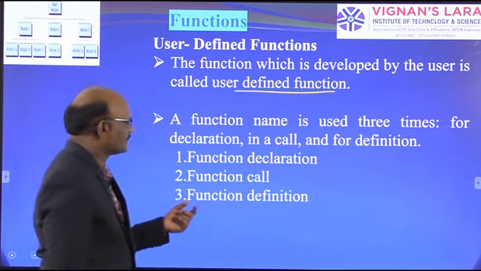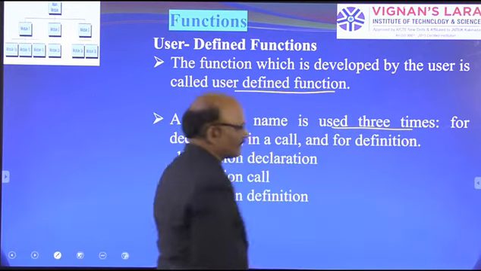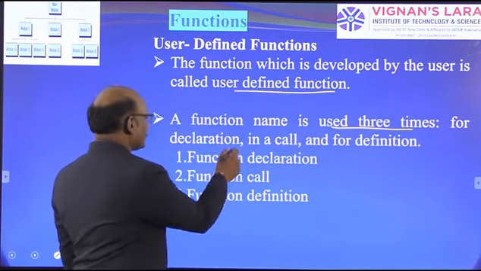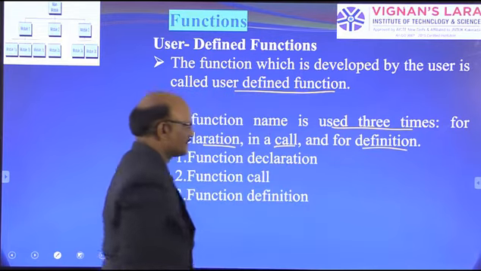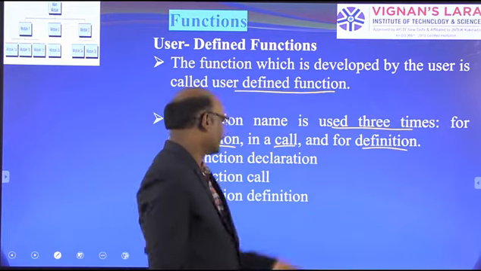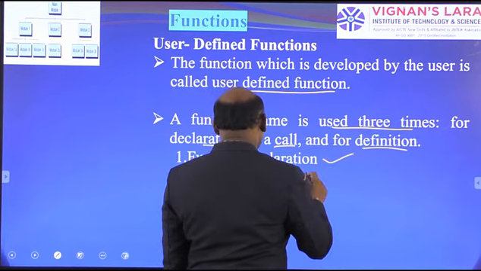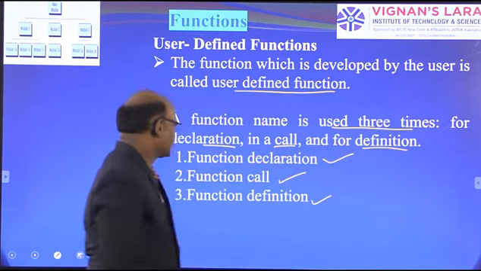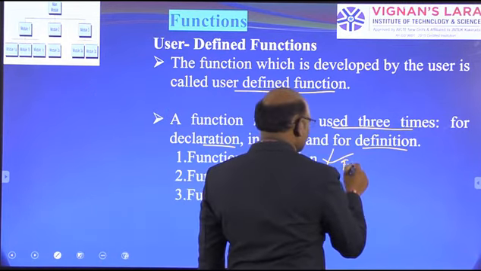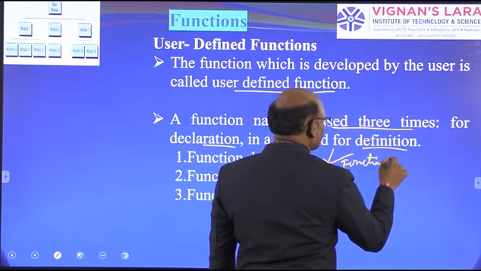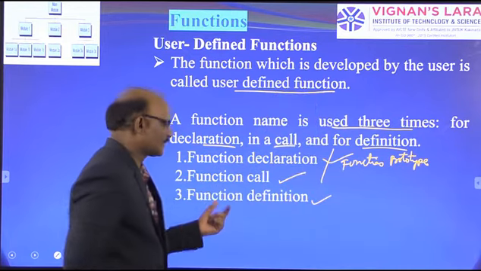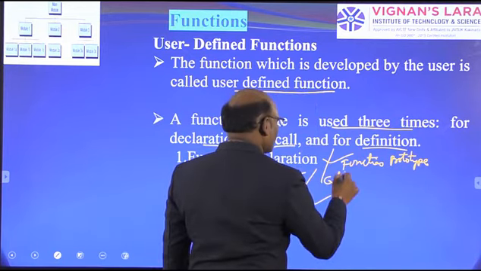A function name is used 3 times in whatever program you write: at the time of declaration, at the time of call, and at the definition. First one, function declaration. Second one, function call. Third one, function definition. Function declaration is also known as function prototype. Function call is also nothing but calling function.